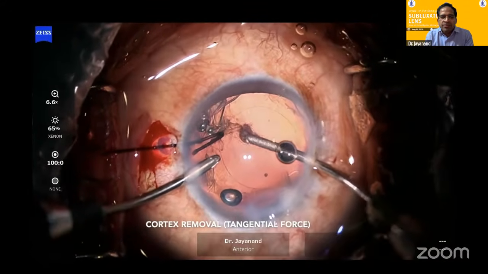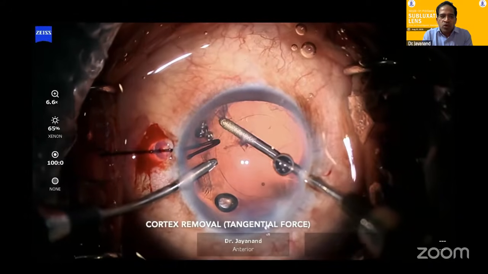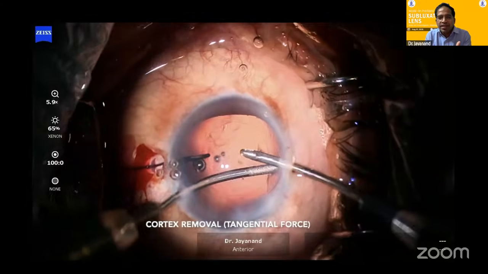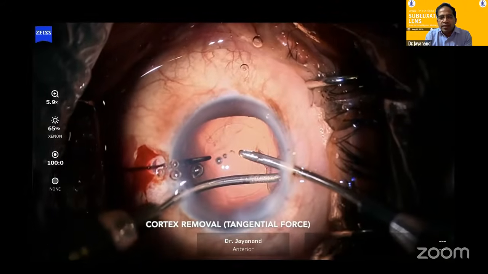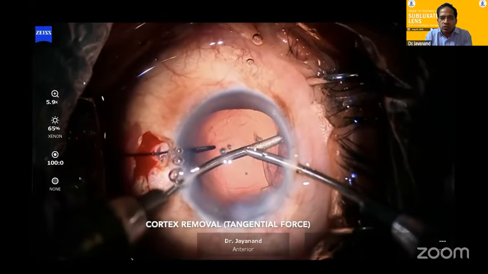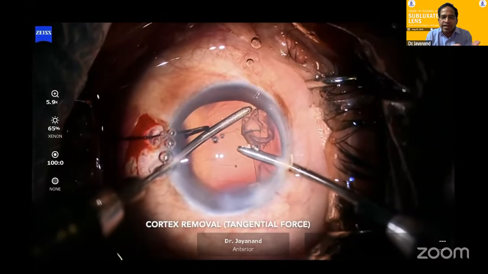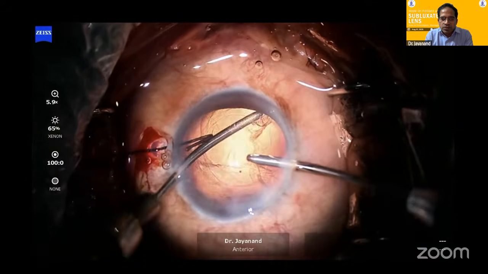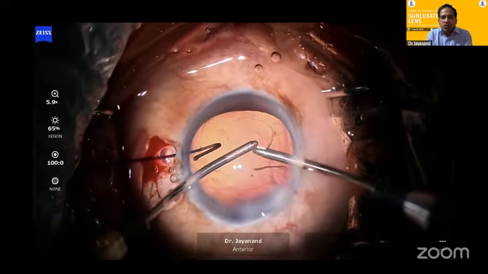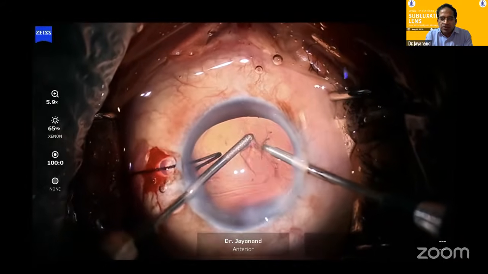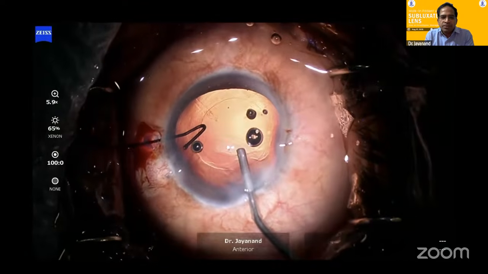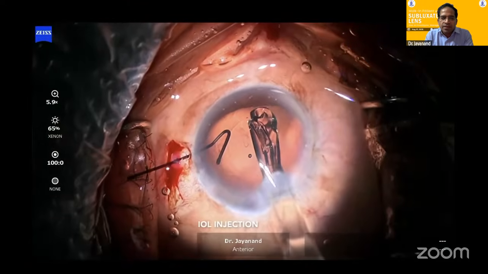The most tricky part after the CTR implantation is the removing of the cortex. And here, what I am doing is that instead of radial extension, I am pulling it in a tangential manner to dislodge the cortex which is trapped behind the CTR. So after clearing the cortical fibers, now it's time for the implantation of the intraocular lens.